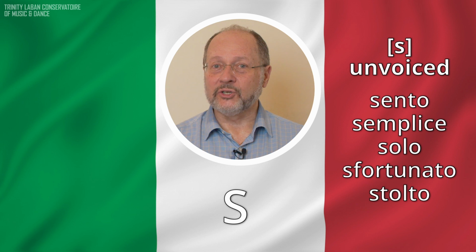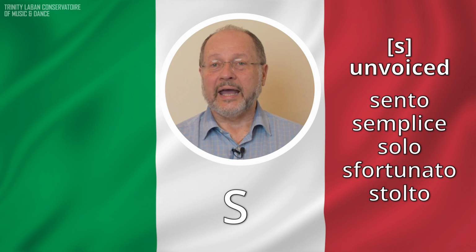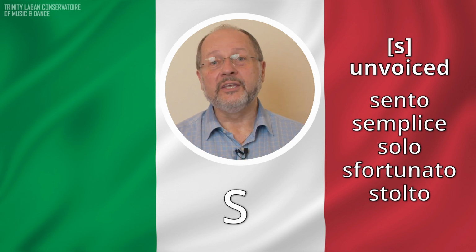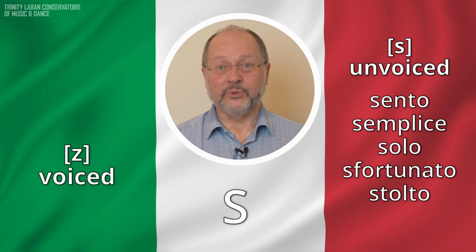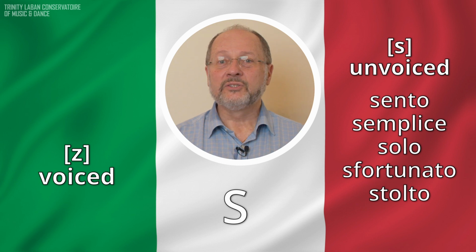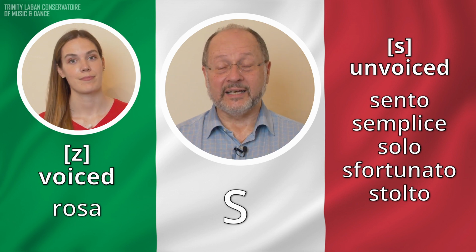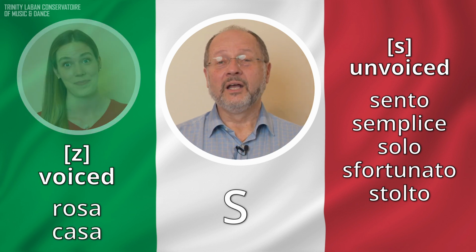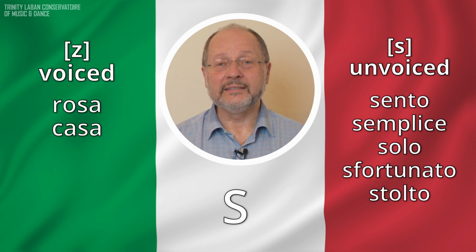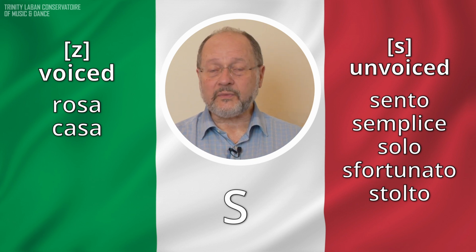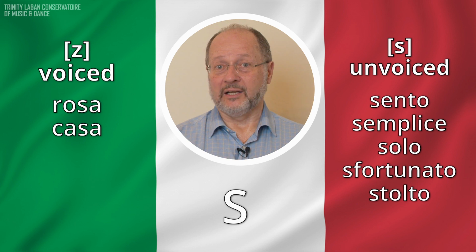However, when it occurs between two vowels, as in the word R-O-S-A, this becomes voiced. So we end up with a Z sound. So R-O-S-A would be pronounced, Chiara? Rosa. Rosa. C-A-S-A. Casa. So you can see where this sound is voiced. Z. Sounds like a bit of mosquito, doesn't it? Casa. Cosa. So that's when it's between two vowels.